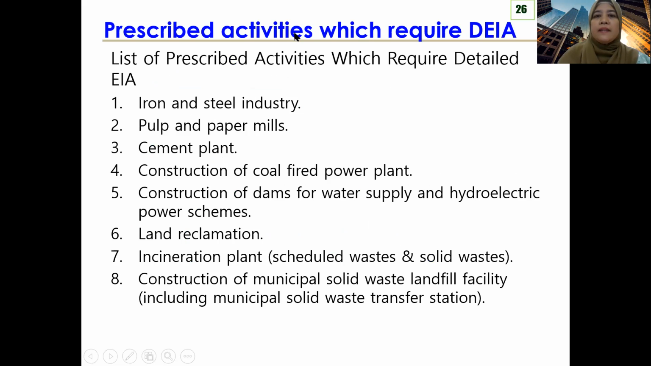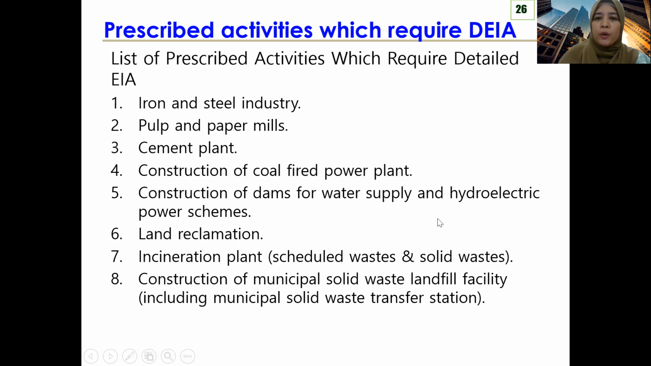Okay, so these are the prescribed activities which require DEIA, the heaviest one, the detailed EIA. We have the iron and steel industry, pulp and paper mills. Ini semua heavy polluting industry, or what we call heavy industries. Iron and steel industry is a heavy industry. Pulp and paper mills can pollute rivers, sources of water, kan? Cement plant, construction of coal-fired power plant, ini pun heavy industry.